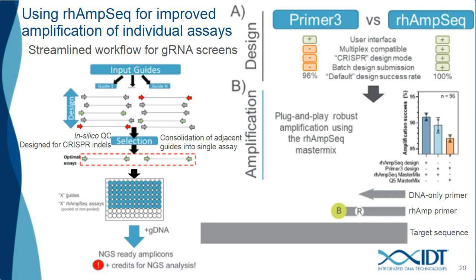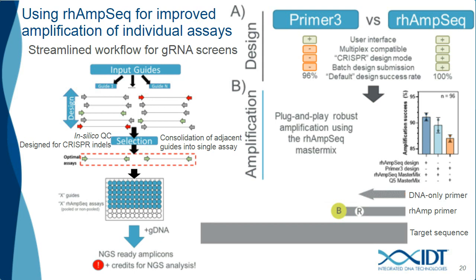Once you have your primers, gDNA can be amplified using the rhAmpSeq master mix, which comes with analysis credits to analyze your NGS data downstream. We did a comparison between the assays prepared using the rhAmpSeq design tool and Primer 3 design tool, both with and without the rhAmpSeq master mix. Here we can see that the target amplification success rate is higher with the rhAmpSeq master mix using rhAmpSeq primer designs compared to Primer 3 designs with a competitor master mix for 96 targets designed for single-plex amplification.